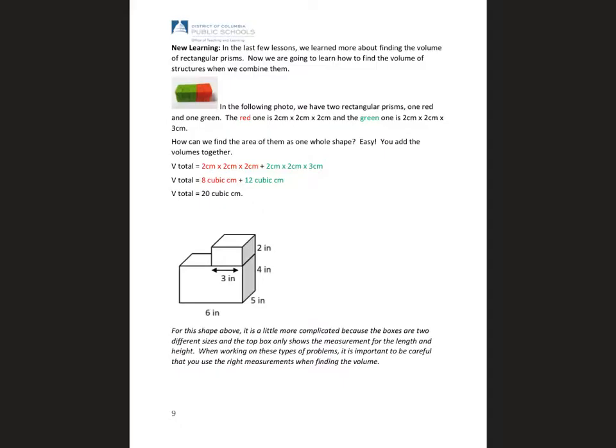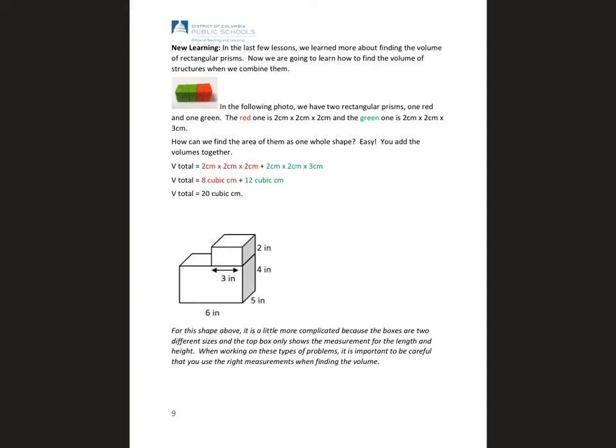I'm really going to skip over this new learning page because I think it's kind of confusing if you sit here and read through all of this when we could just go on and explain, especially since you guys have done this before, and we could just work through the problems together. Basically, it's just talking about how we're going to solve a shape like this that is overlapping.